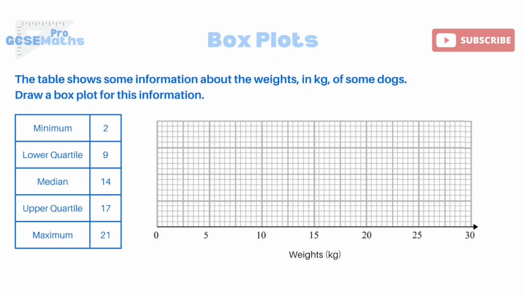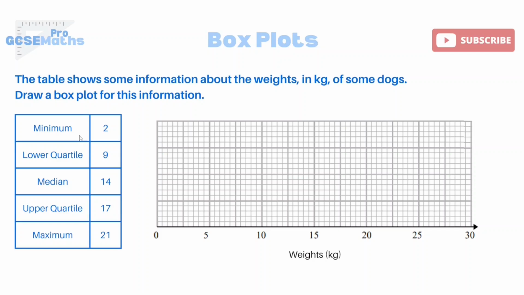So box plots are drawn on this kind of horizontal graph paper. We just need to memorize what they look like and what components they are made of. So which parts are they made up of? So for example here, the table shows some information about the weights in kilos of some dogs. Draw a box plot for this information.